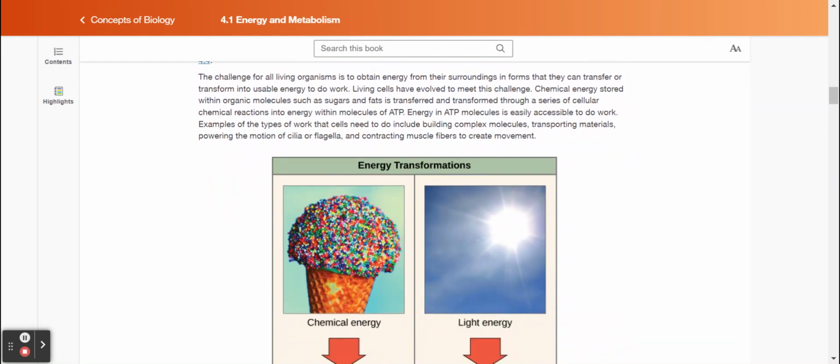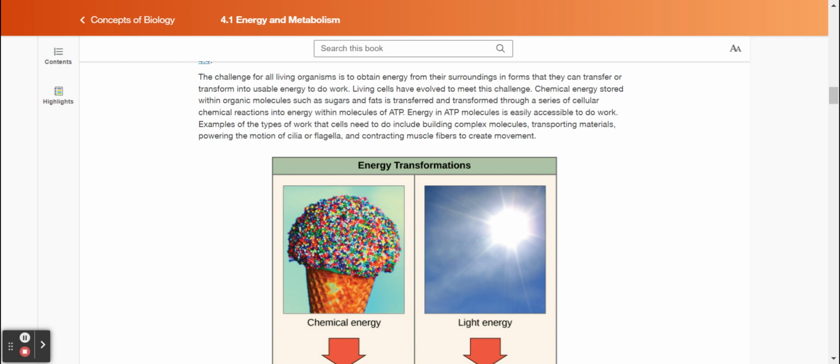The challenge for all living things is to obtain energy from their surroundings in forms that they can transfer or transform into usable energy to do work. Living cells have evolved to meet this challenge. Chemical energy stored within organic molecules, such as sugars and fats, is transferred and transformed through a series of cellular chemical reactions into energy within molecules of ATP. Energy in ATP molecules is easily accessible to do work.